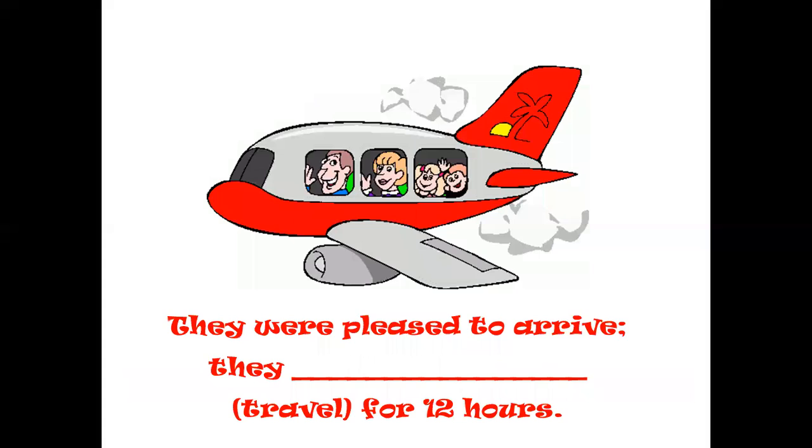They were pleased to arrive. They traveled for 12 hours. Great. We have for 12 hours. Okay? They had been traveling. We now emphasize on the duration. And we have the word for, which is a time expression for the past perfect continuous.